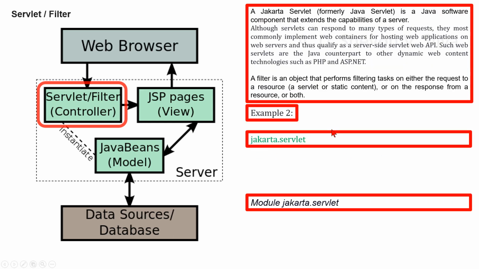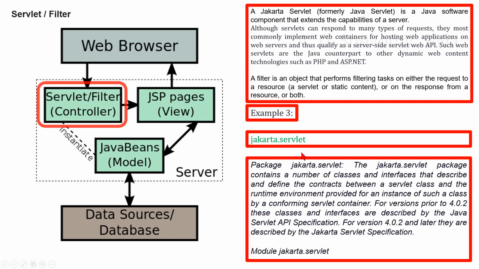As an example 2, we can consider Jakarta.servlet, the module Jakarta.servlet here. As an example 3, we can consider package Jakarta.servlet. The Jakarta.servlet package contains a number of classes and interfaces that describe and define the contracts between a servlet class and the runtime environment provided for an instance of such a class by a conforming servlet container.